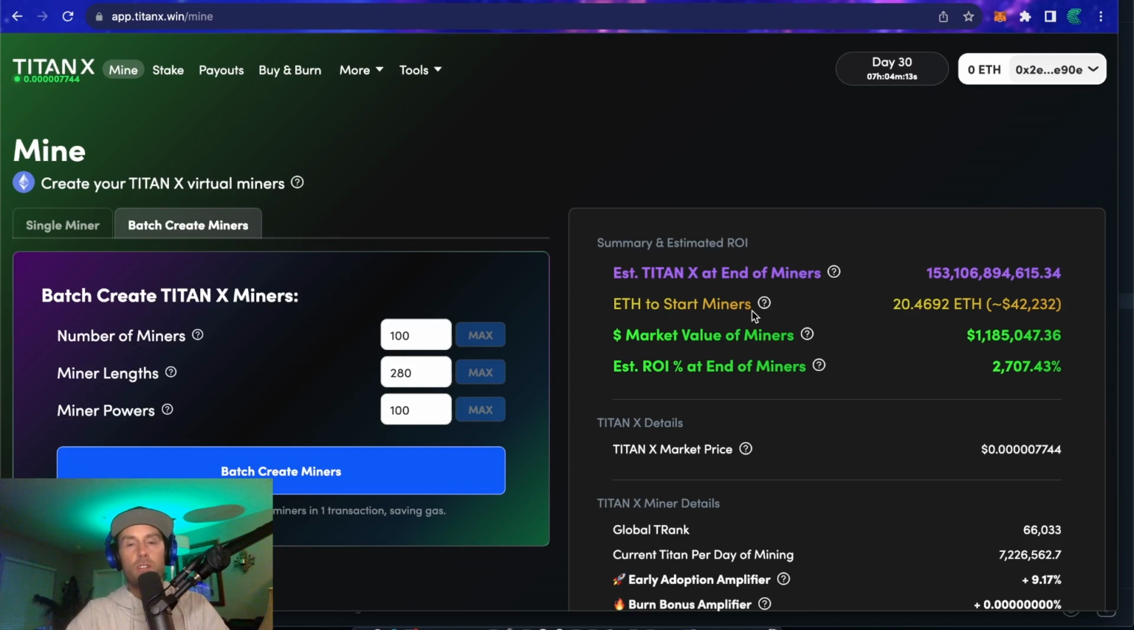And yes, the cost of the transaction is going to reflect the fact that you're doing more miners than just one, but I believe it's a little more gas efficient, and it gets you all done in one transaction. So it's not going to take you 100 transactions to do this, which is super nice.